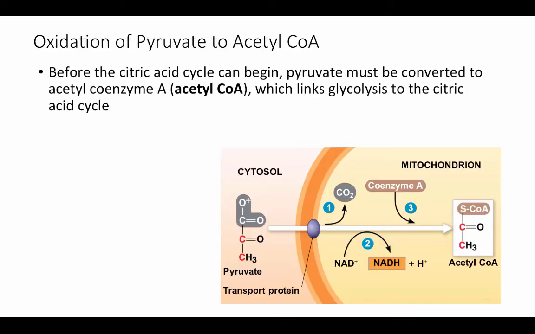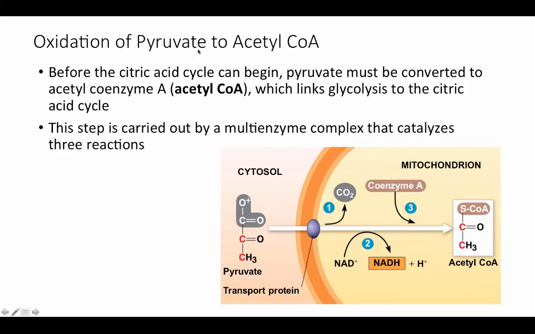So we're going to go now into the mitochondrial matrix. Before the citric acid cycle can begin, pyruvate needs to be converted into a form that can be used by the citric acid cycle. And so pyruvate is going to be converted into acetyl coenzyme A, which is going to be the link between glycolysis and the citric acid cycle. This step is carried out by a multi-enzyme complex that catalyzes these 3 reactions.